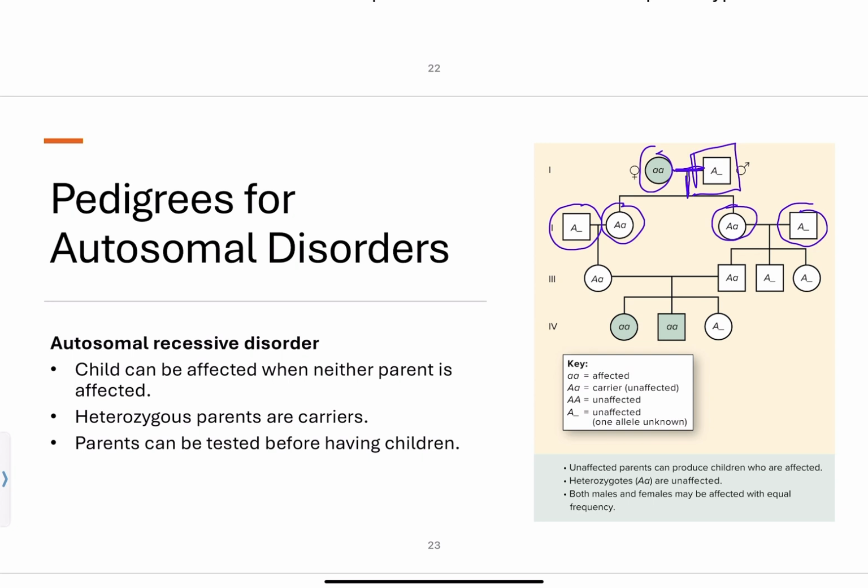There are some examples of autosomal disorders, and these are caused by genes found on non-sex chromosomes, and those non-sex chromosomes are called autosomes. In an autosomal recessive disorder, a child can be affected even if neither parent shows symptoms, as long as both parents are carriers. These parents each carry one recessive allele, and if a child inherits both, they're going to express the disorder. Genetic testing can help people find out if they're carriers before deciding to have kids.